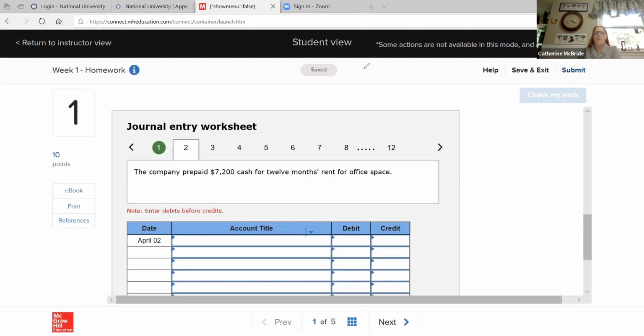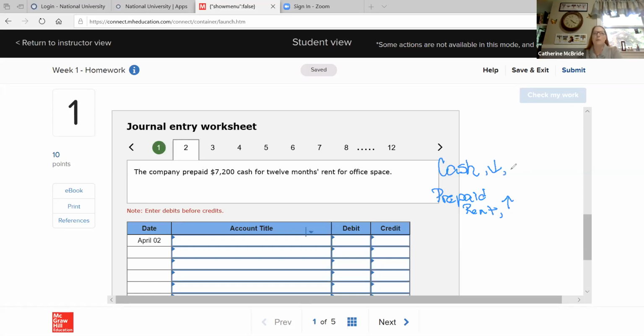So what two accounts are affected? One is cash because we know we've spent cash. And what's it called when we prepay something? In this case, it's going to be prepaid rent. All right, did cash increase or decrease? It decreased because we spent it. Did prepaid rent increase or decrease? It increased because now we have more there that we can use.